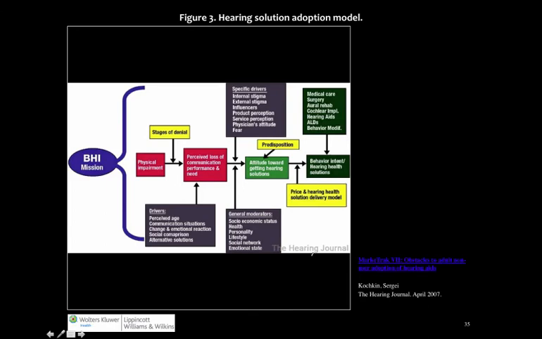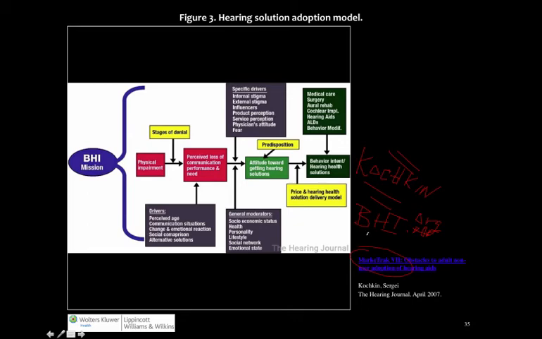This is out of an article that you're going to be looking at from a guy named Kochkin. The name is down there. Kochkin is one of the leading statisticians or epidemiologists that works for the Better Hearing Institute. Again, I gave you the link for bhi.org. And so all of Kochkin's work is there. He does this thing called Market Track. And so Market Track 7, Obstacles to Adult Non-User Adoption of Hearing Aids, is part of your reading.